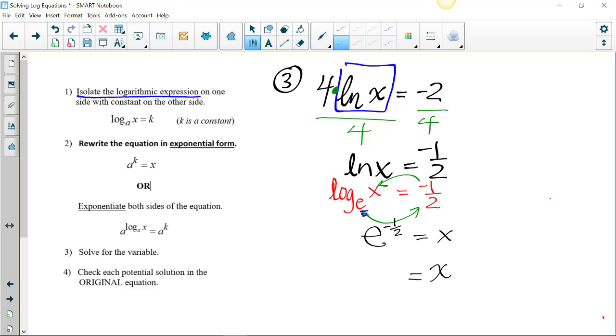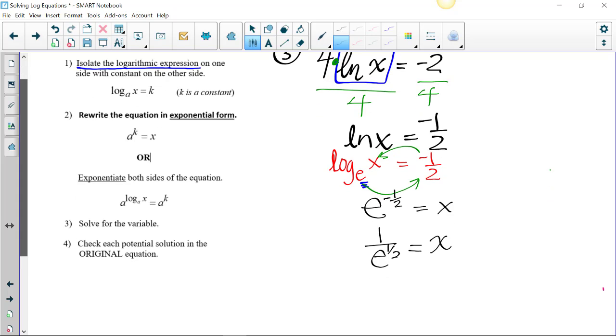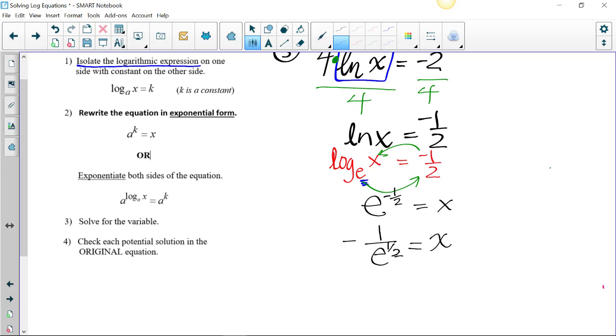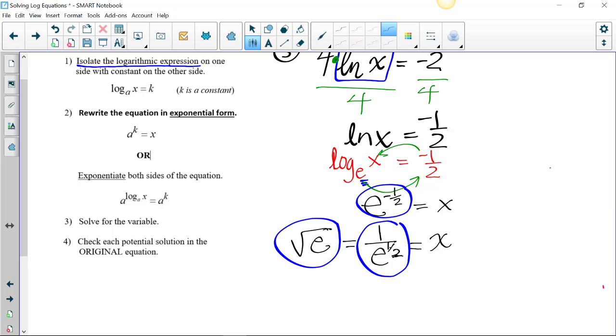You could also rewrite that with a positive exponent. That would be 1 over e to the 1/2. And you could also then make that 1 over the square root of e. Remember, power of 1/2 is a square root. You see that a lot as well. So all three of those are acceptable answers. It just depends on what you're asked to give the form in. But they're all exact answers, and that's what you want to be able to give. No touching your calculator on this.